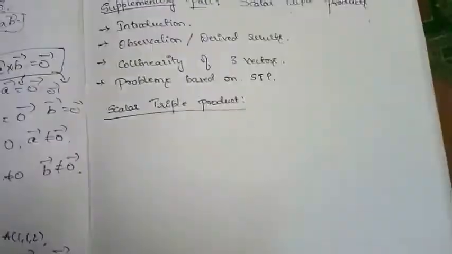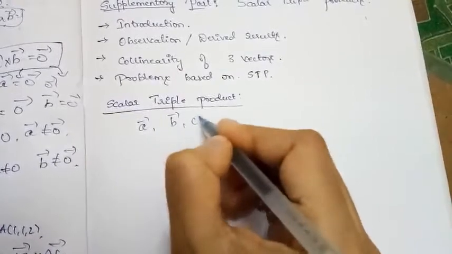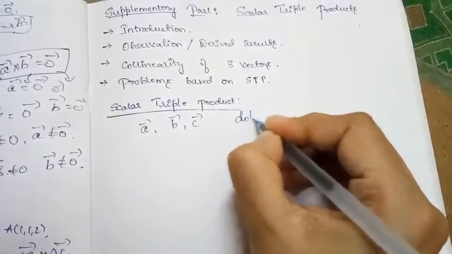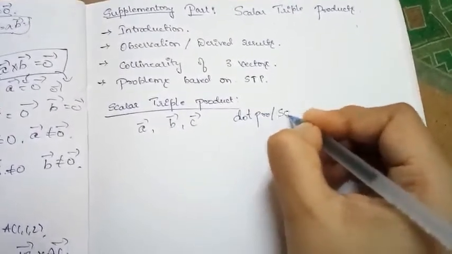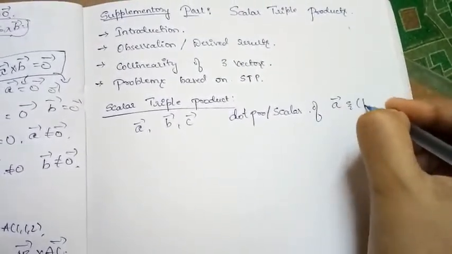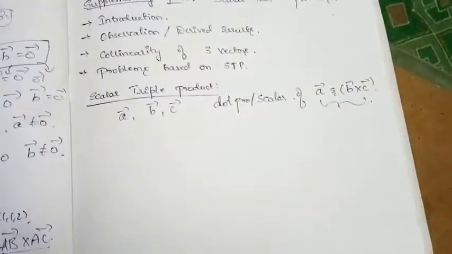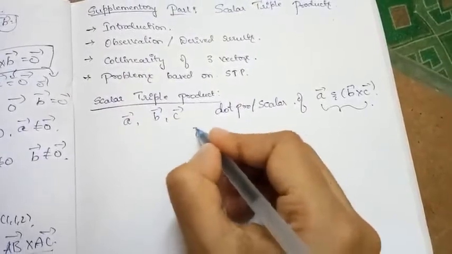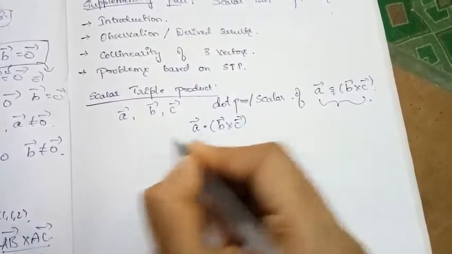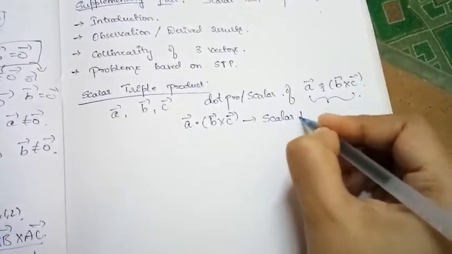So what is the scalar triple product? Suppose I consider vector A, vector B and vector C to be any three vectors. Then if we take the dot product or scalar product of vector A and B cross C, that is nothing but a scalar triple product. The dot product of vector A dot B cross C is called a scalar triple product.